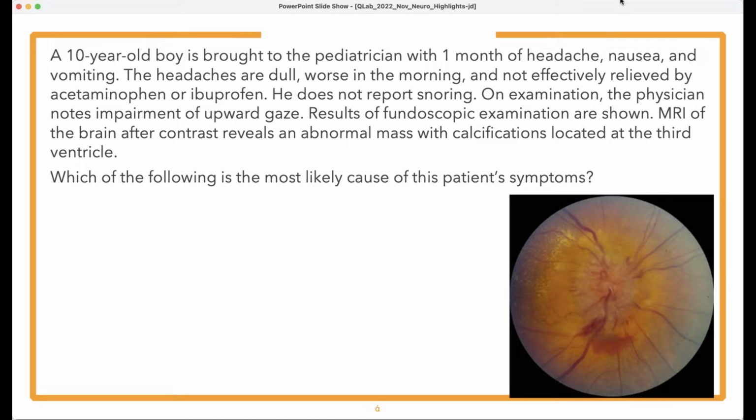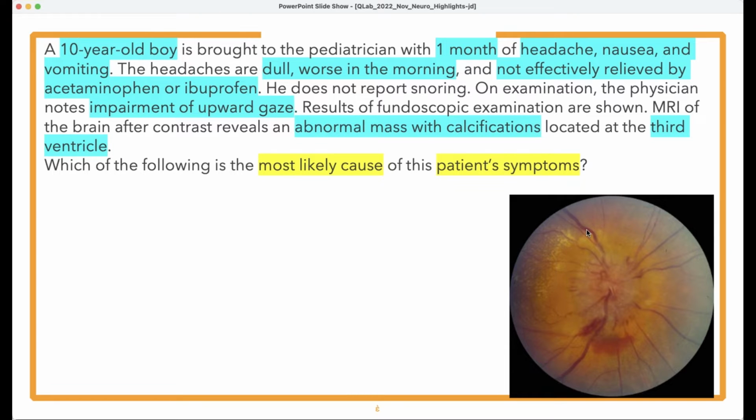Thank you, Jeff. So what we're going to do is go ahead and show you what we think are the important clues in this vignette and the lead-in, okay?